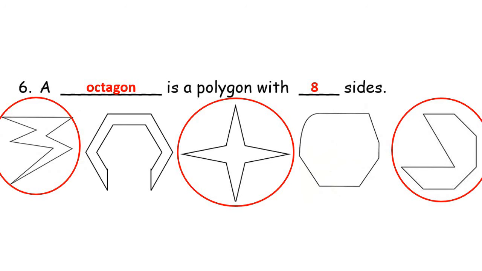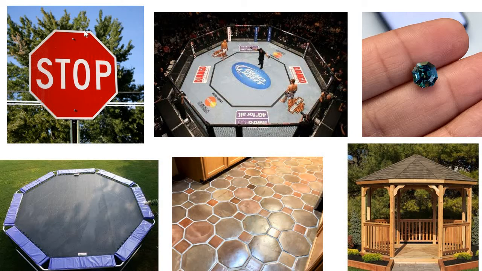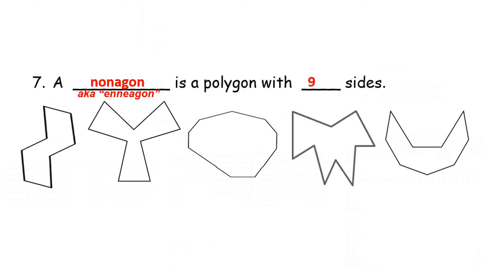Octagons are much more common than heptagons in everyday life. Probably the most classic example of an octagon is a stop sign, a wrestling ring, a trampoline, again, patterns with tiles, jewelry, and then also gazebos are usually octagons. By the way, if you want to remember the word octagon, an easy way is to think of an octopus. An octopus has 8 sides. That prefix oct literally means 8, and so 8 sides is an octagon.